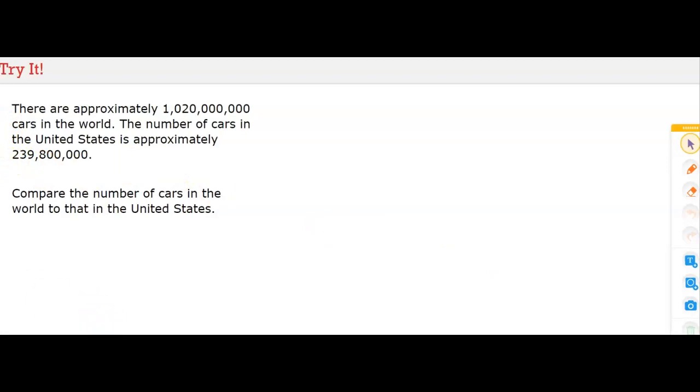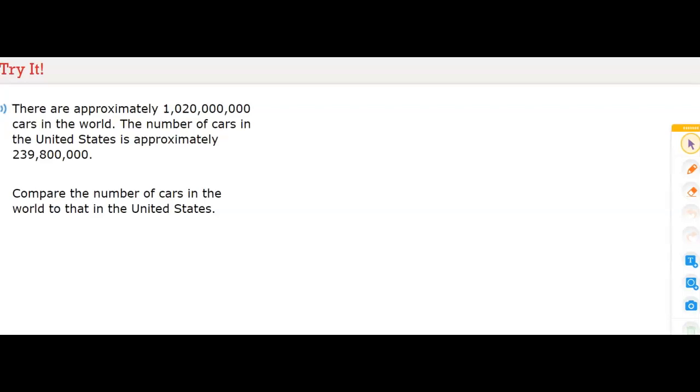There are approximately 1,020,000,000 cars in the world. The number of cars in the United States is approximately 239,800,000.